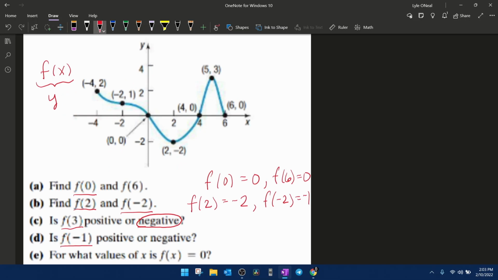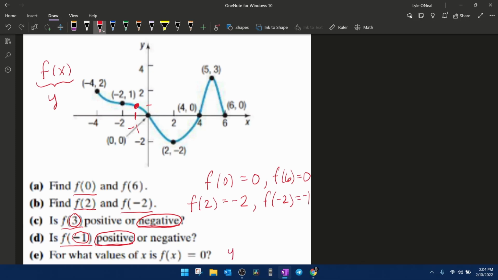Next, part D, is f of negative 1 positive or negative? Same song, second verse. We're going to go to where x is negative 1, approximately. Notice in this case, we would have to go up to find the point on the graph that corresponds to an x-coordinate of negative 1, and simply the fact that we're going up means that that y value will be positive.